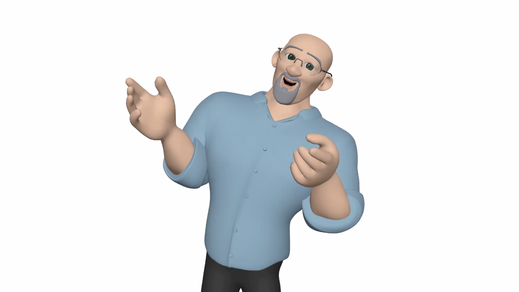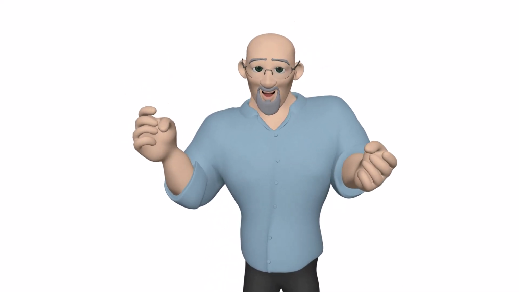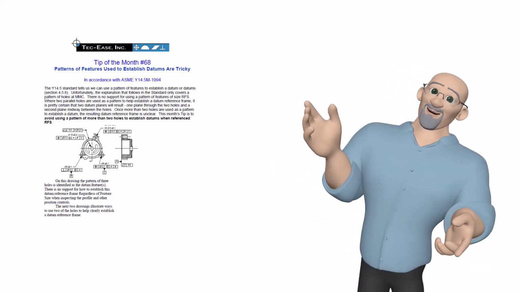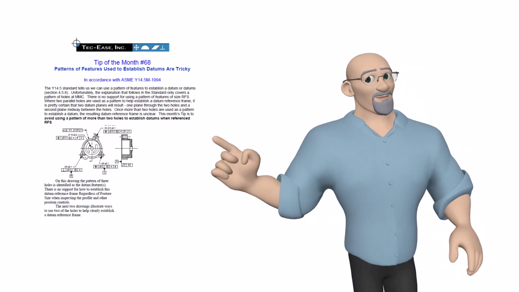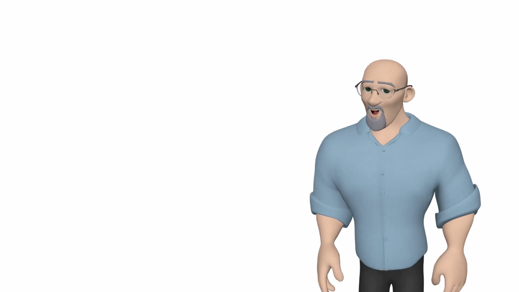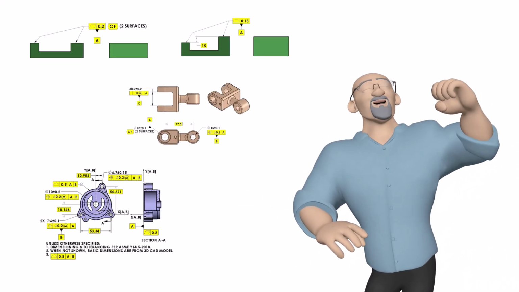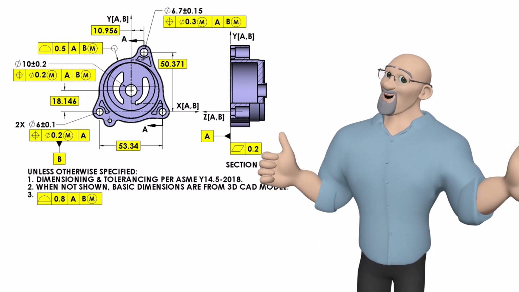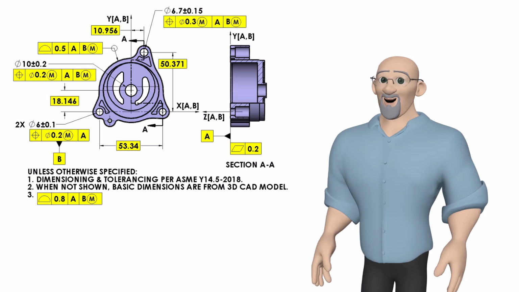This is the last tip in a sequence of 3 updated tips based on the July 2003 tip titled Patterns of Features Used to Establish Datums Are Tricky. In Part 1 and 2, we discussed several different ways to use patterns of features to establish a datum. In this tip, we are going to explore what happens when our features are referenced at MMB, and why you may not need to use a pattern to establish a datum.